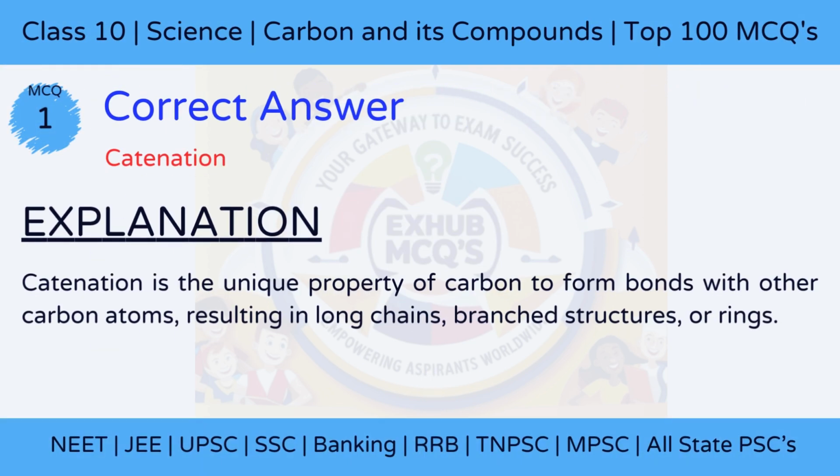The correct answer is option B, catenation. Explanation. Catenation is the ability of carbon to form bonds with other carbon atoms, resulting in the creation of long chains, branched structures, or rings. This unique property of carbon is the foundation of the vast number of organic compounds.